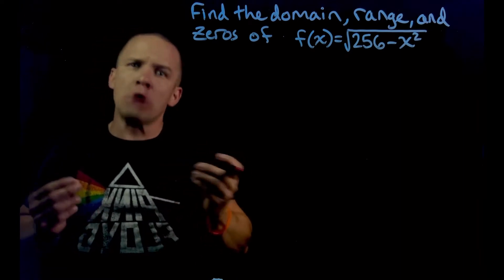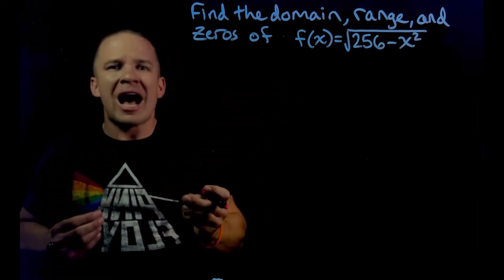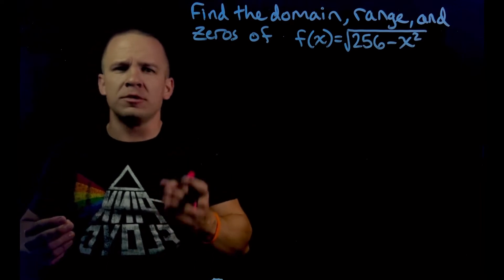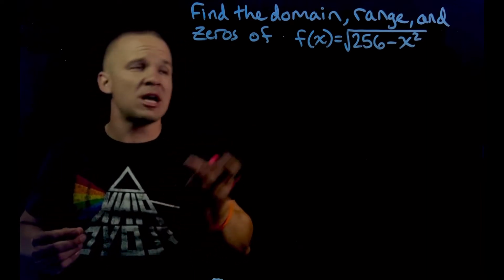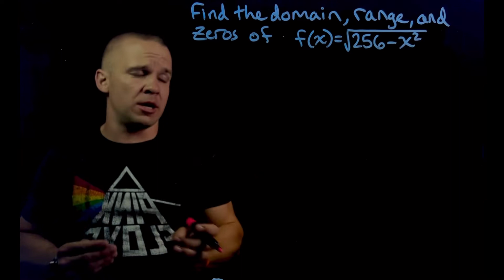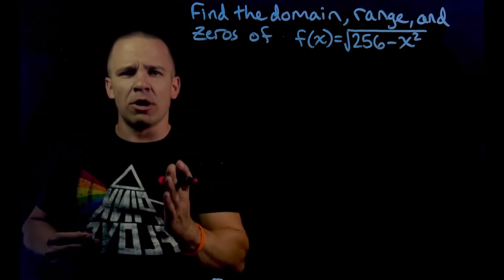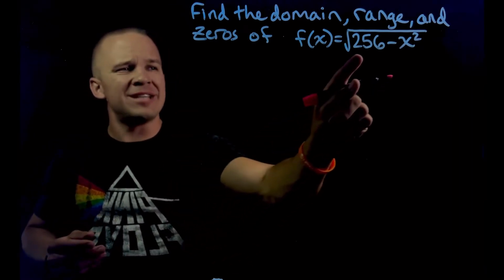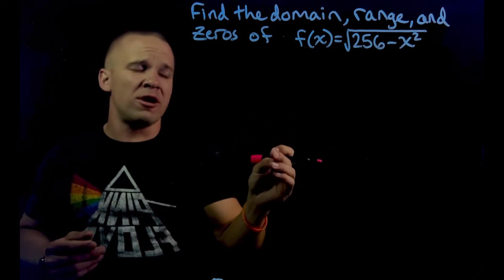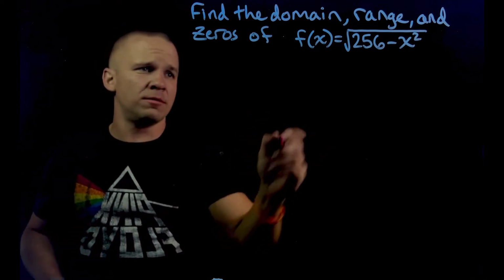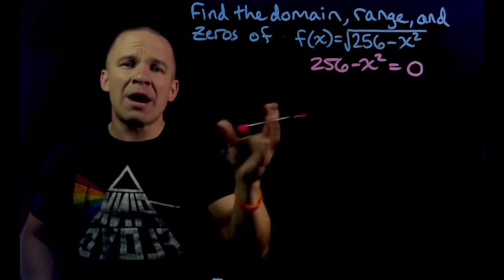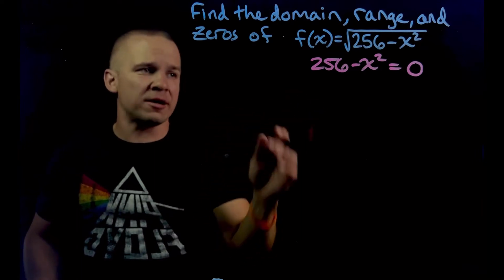Well, what's a no-no when it comes to square roots? I can't square root negatives. Can I square root 0? Yes. Can I square root positives? Yes. When we're talking about functions here, it seems like 0 is that cutoff. So I'm going to take the inside of this radical function, set it equal to 0, and solve for x.